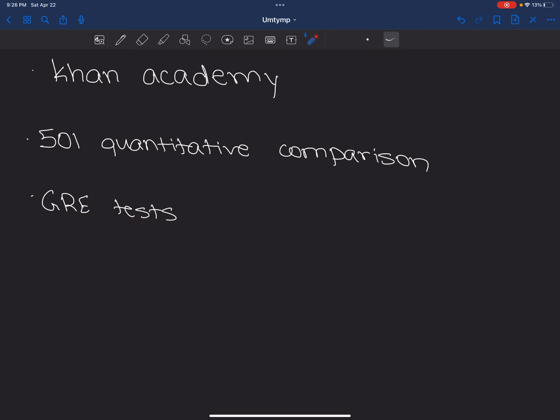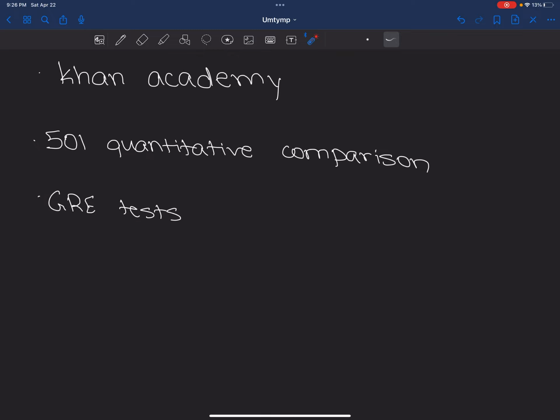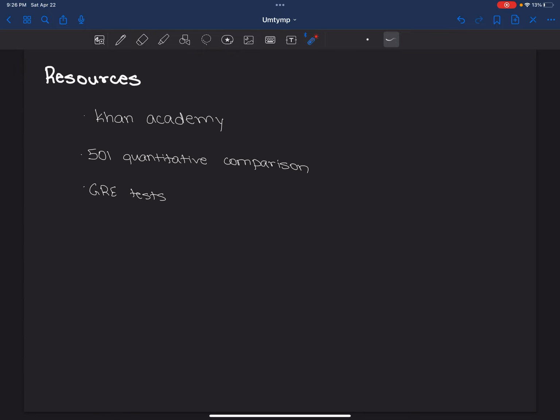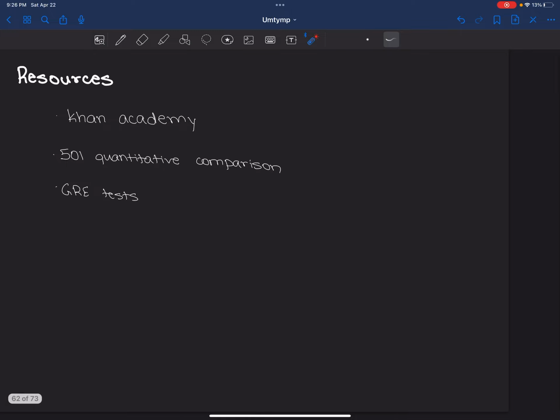These are like college level exams, I'm pretty sure. I mean, obviously I haven't taken them because I'm still in high school, but I think these exams are for college. However, they're still quantitative comparison. They're still math, and they're around the same level as UMTYMP. So I really recommend you take these as well. Like maybe one full practice test. Like take it tomorrow or something on Sunday.